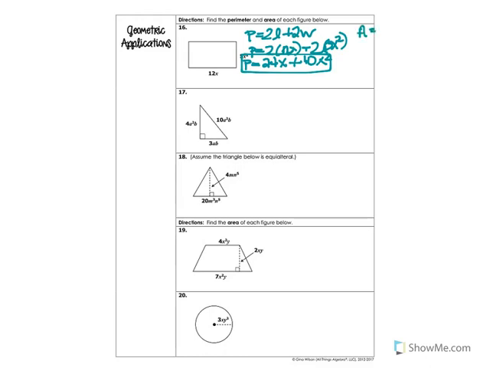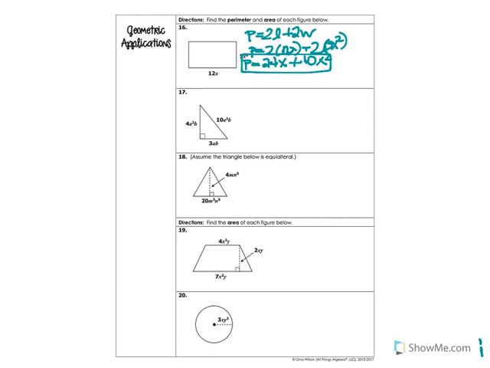The area of a rectangle is length times width. My pen's not working. Hold on, technical difficulties here. Okay, here we go. I guess it's just up top. Give me a second. Let me erase this. Okay, let's start over here.